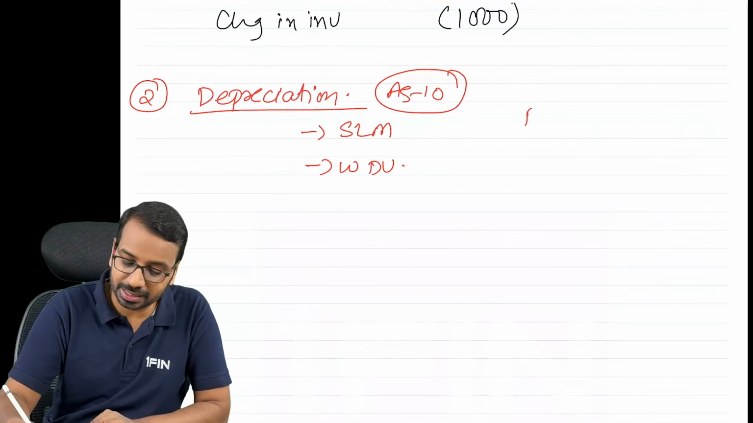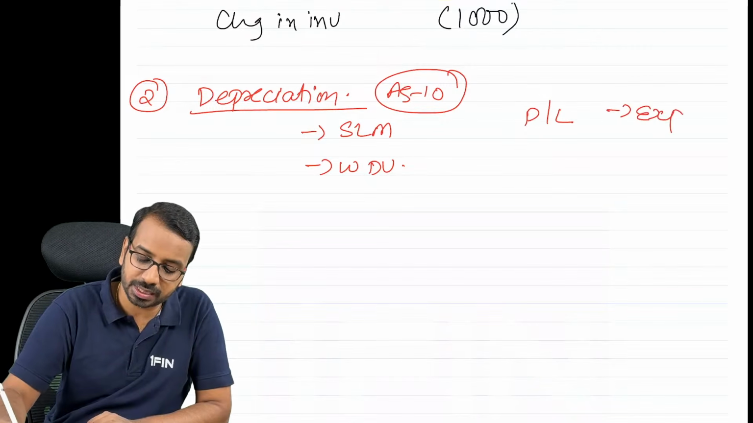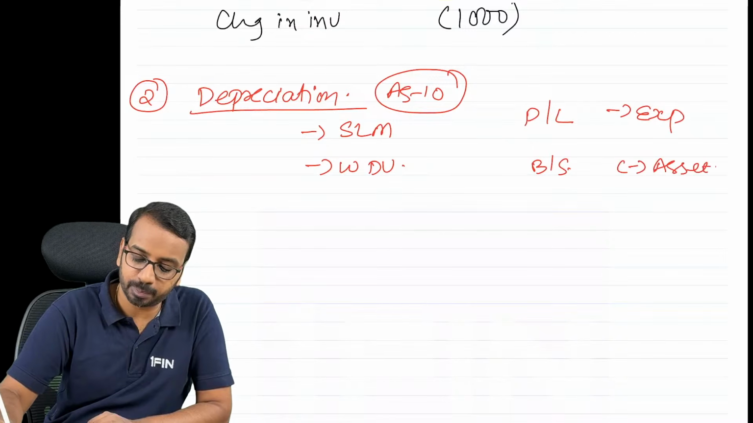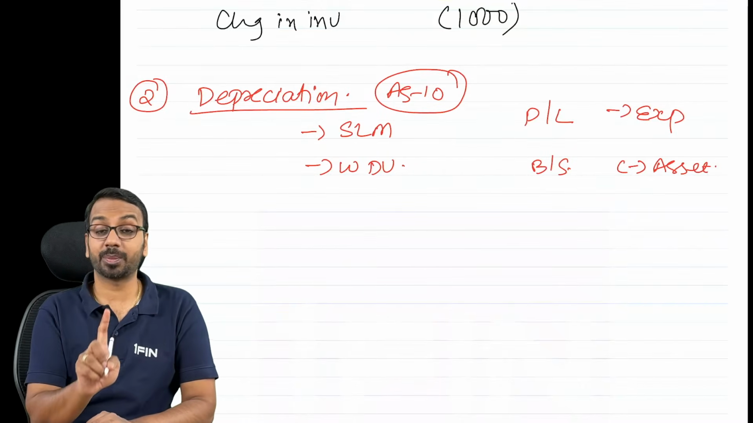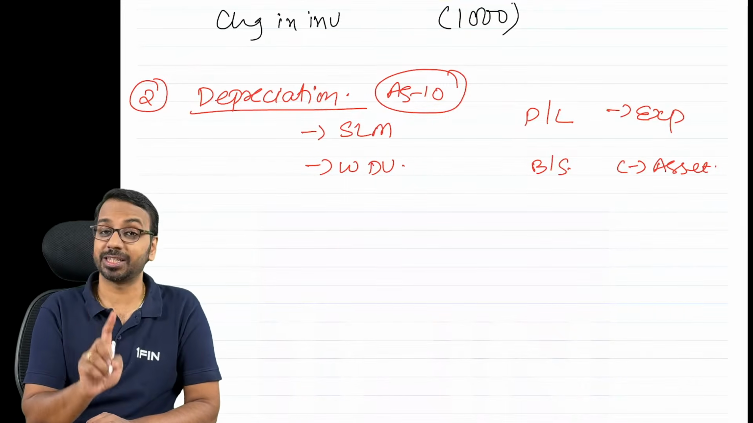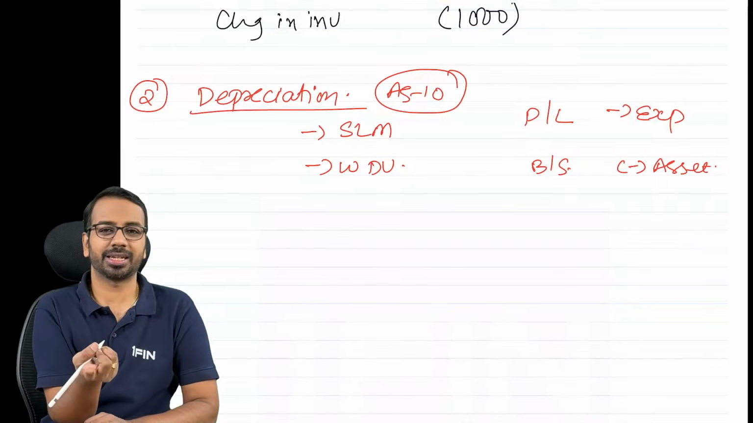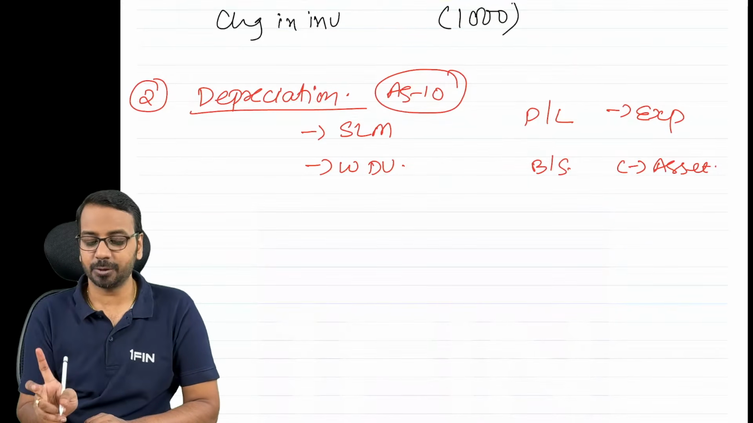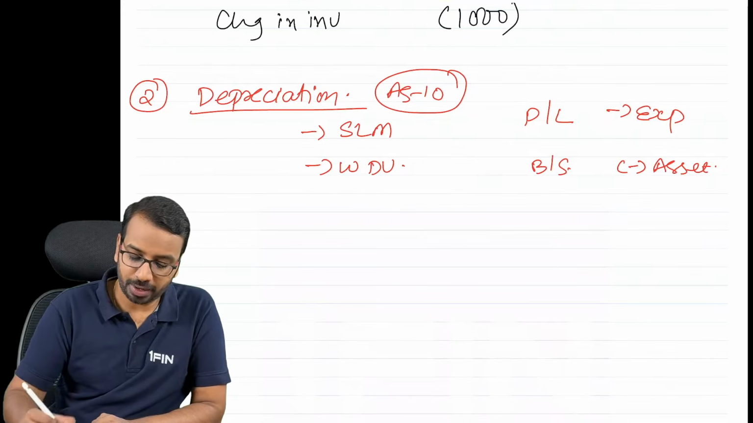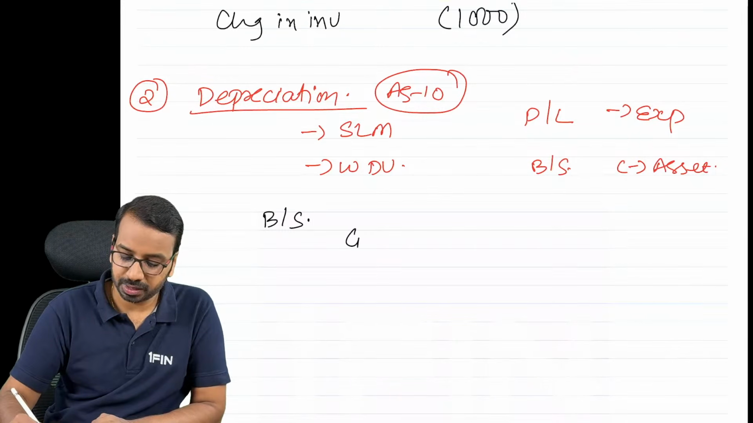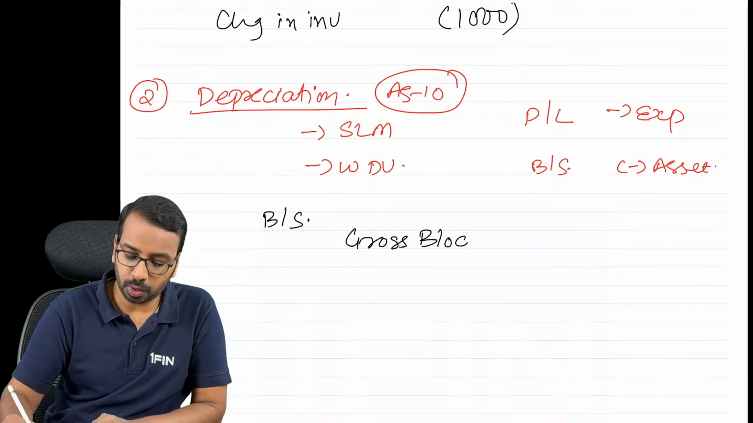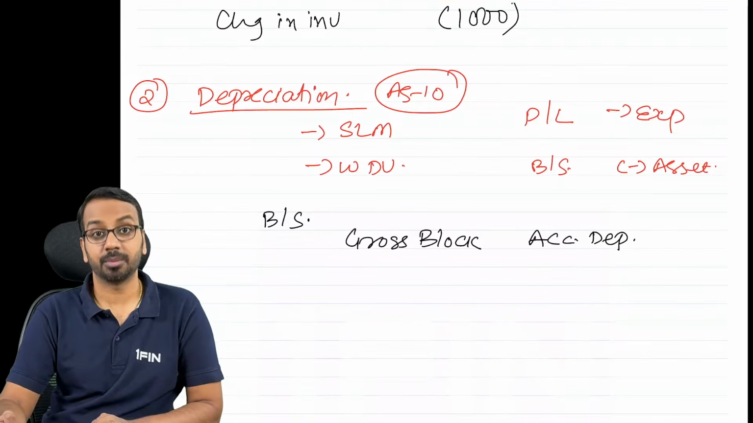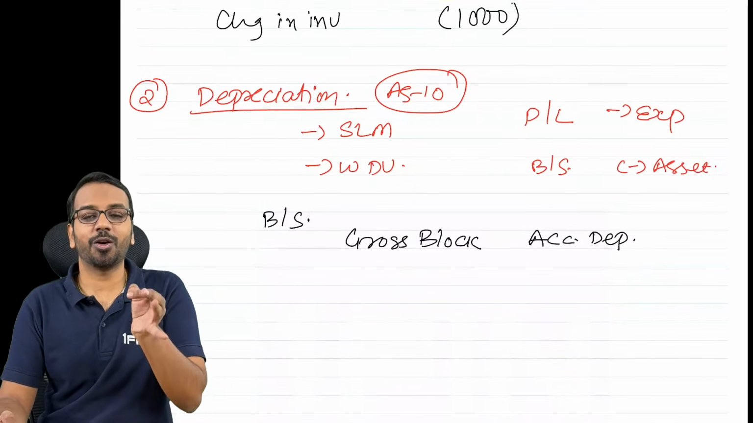The first impact is in the P&L as an expense, and the second impact is in the balance sheet as a reduction from asset. Now, as far as the property, plant and equipment or fixed assets or intangible assets are concerned, don't use the term fixed asset now. Whenever you are preparing, use the term property, plant and equipment and intangible assets. What you need to understand is you have to show in the balance sheet something called as gross block and accumulated depreciation. Means we will follow the gross method of accounting.